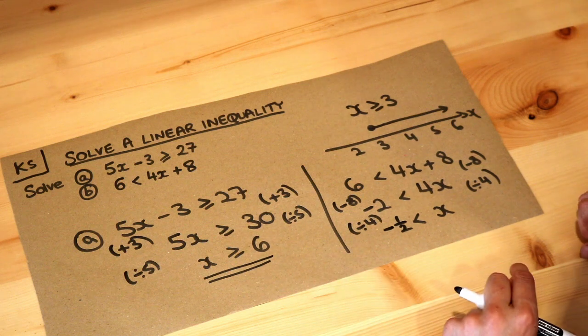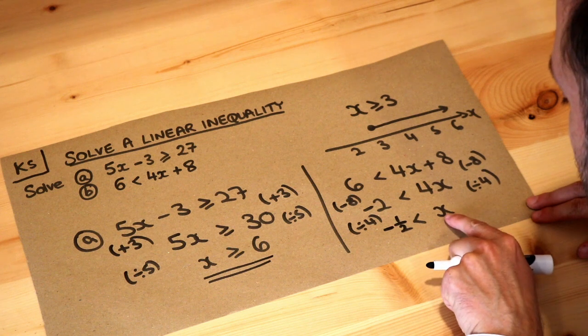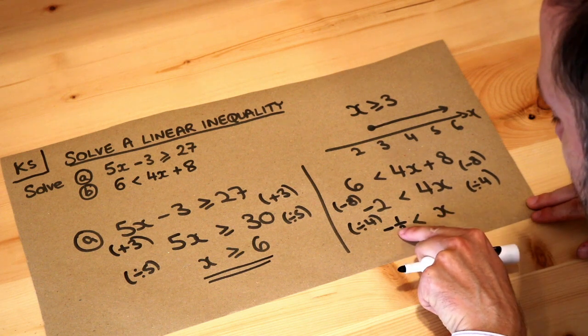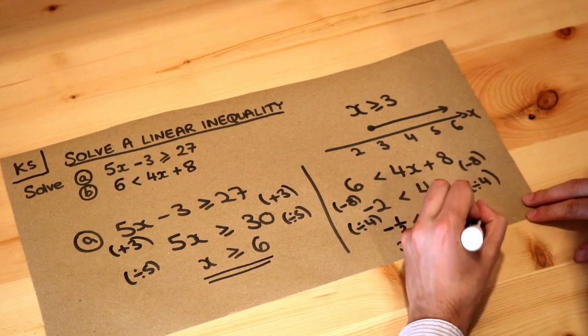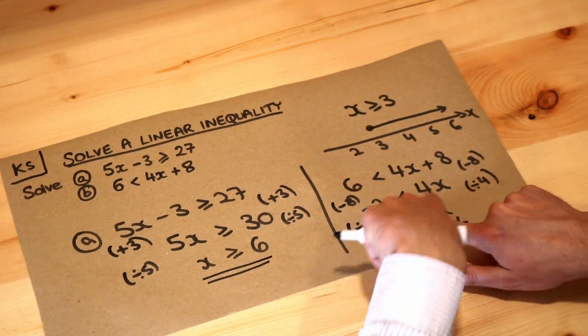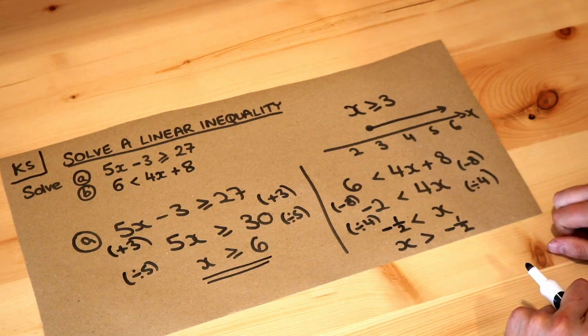Now, some people like to put the x on the left-hand side of the inequality. So let's look at this. x is greater than minus half. So we write x is greater than minus half. So if you swap the sides that each thing is on, you need to reverse the direction of that inequality, so it's the right way around.